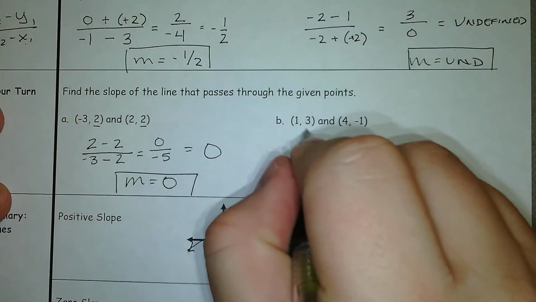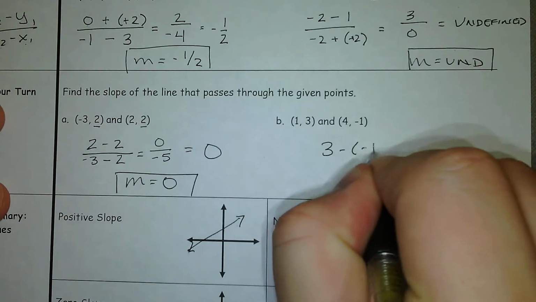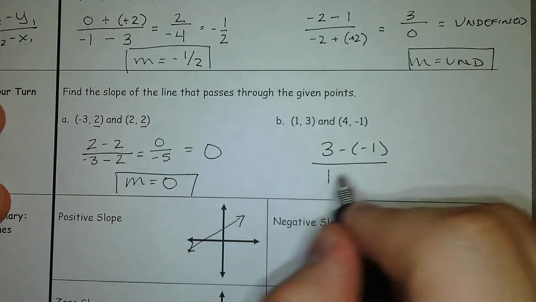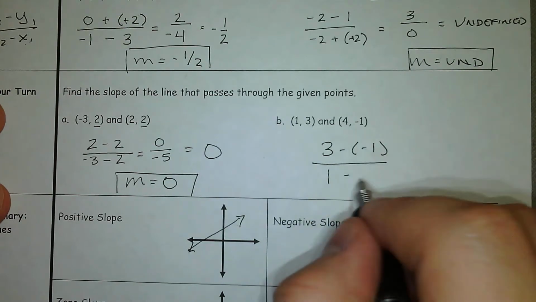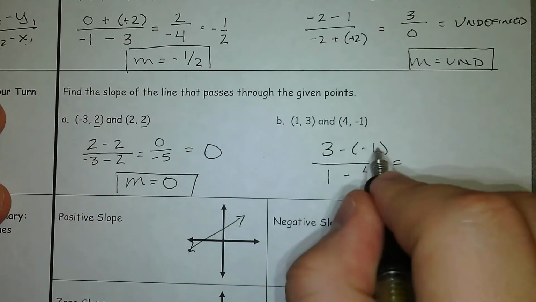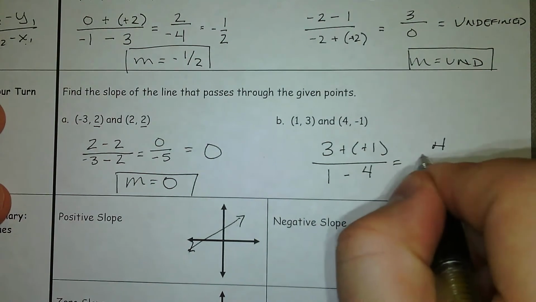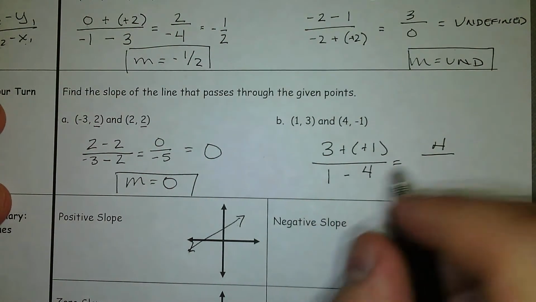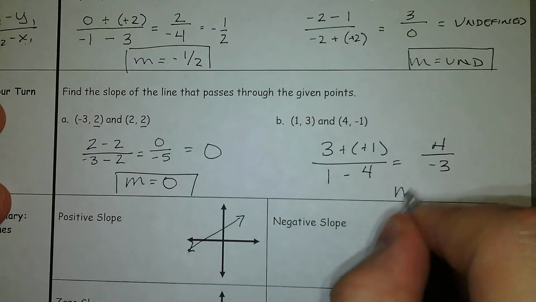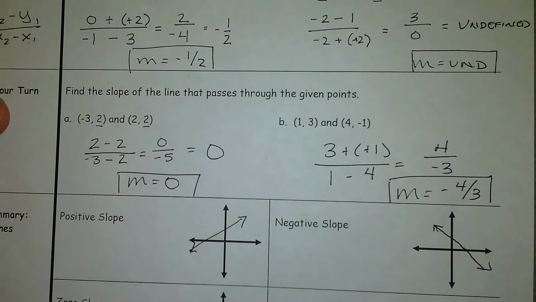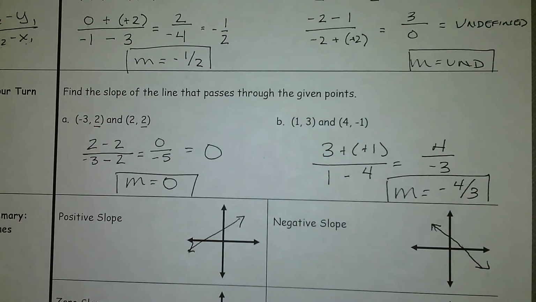Last one, 3 minus -1. Those are both my y values. The x that goes with 3 is 1. Minus the x that goes with -1 is 4. 3 minus -1, subtracting the negative, same thing as adding a positive. So 3 plus 1 is 4. 1 minus 4 is -3. Our slope is -4/3.